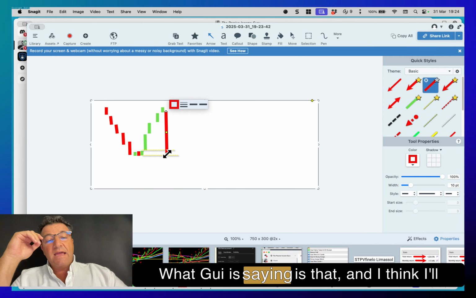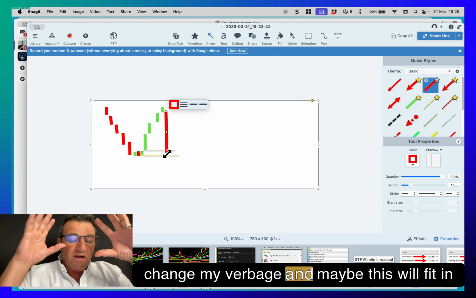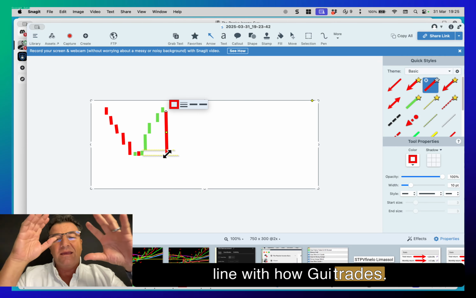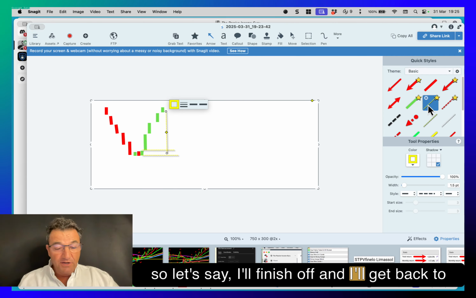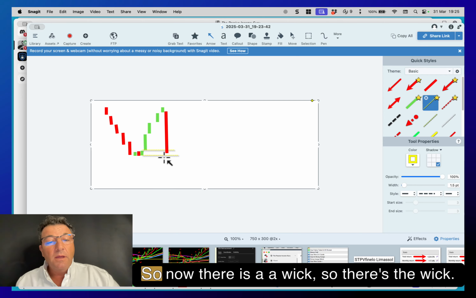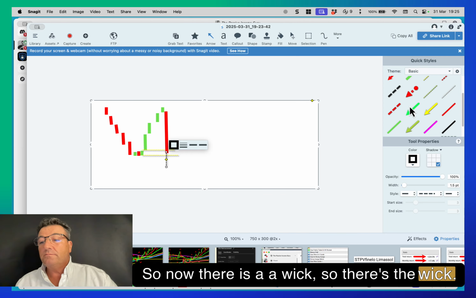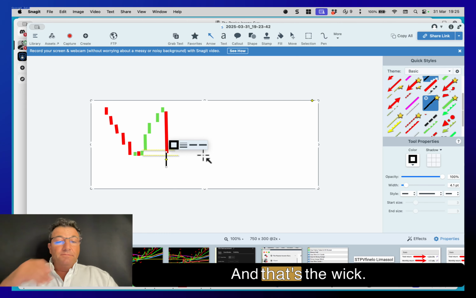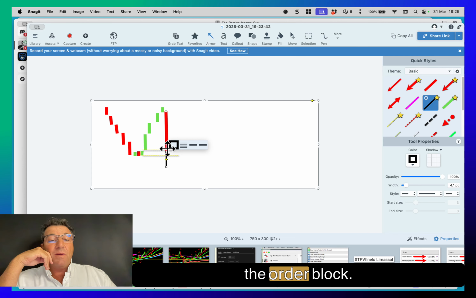What Guy's saying is that, and I think I'll change my verbiage, and maybe this will fit in line with how Guy trades. Okay. So let's say I'll finish off and I'll get back to what you're saying, Rob. So now there is a wick. There's the wick and it's solid. And let's just move that up. That's the wick. And then the price goes back up here into the order block.